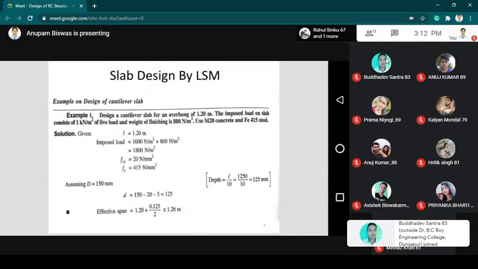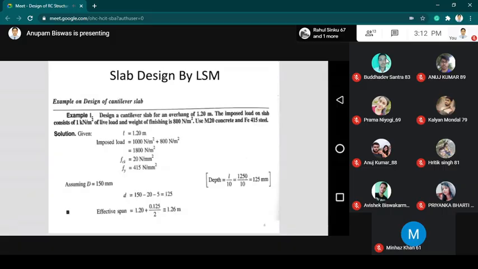That is by subtracting the effective cover and the value of the dia of the reinforcement. So the effective span will be the overhang length, meaning the length from the free end to the support, plus half of the effective depth, that is half of 0.15 meter. So the effective span comes to 1.26 meter.